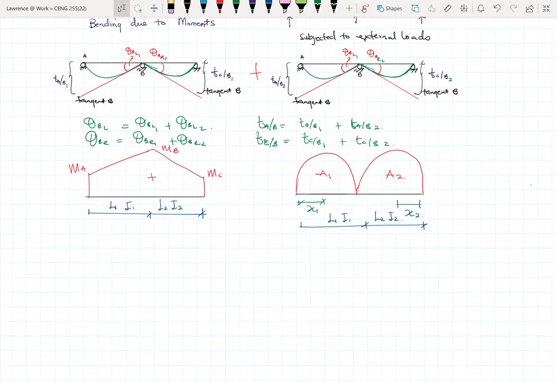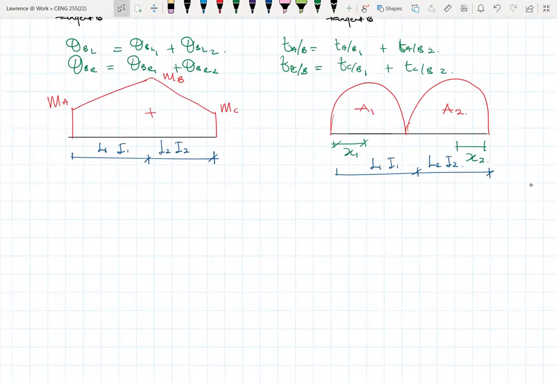So we first need to find t AB. Okay. So to find t AB, let's go with finding t AB.